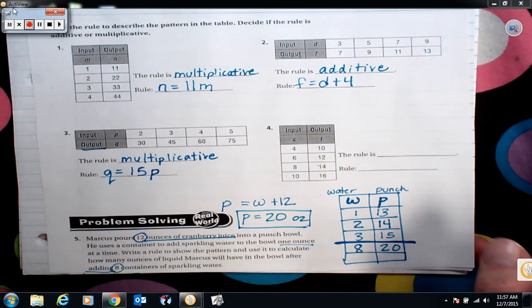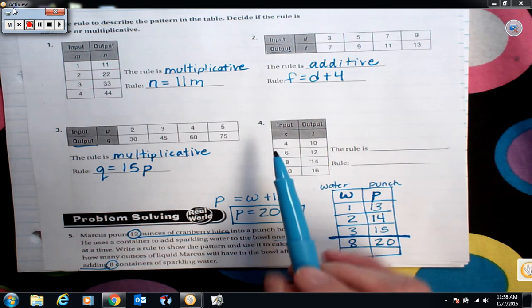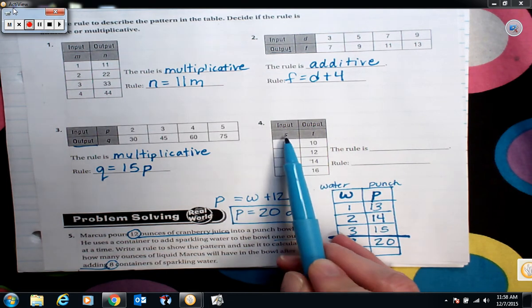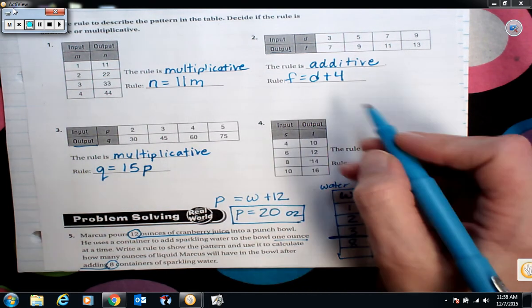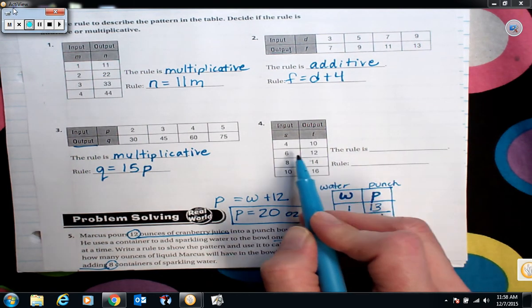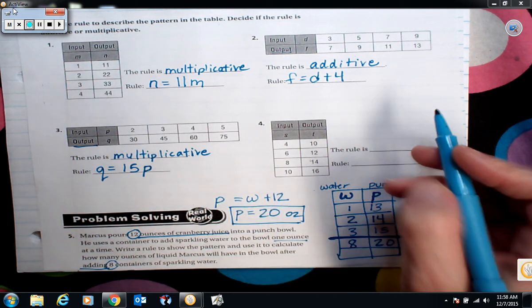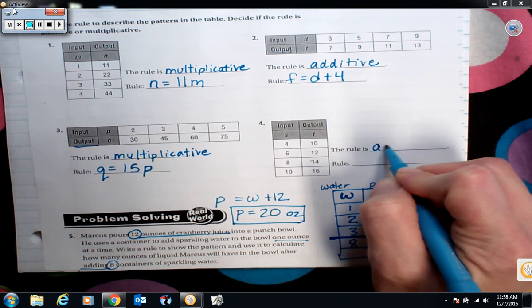And lastly, for the last pattern, I'm going to start with what's happening to my input s to find the output t. So here, if I add 6 to 4, it makes 10. If I add 6 to 6, it makes 12. If I add 6 to 8, it makes 14. So this time my rule again is additive.